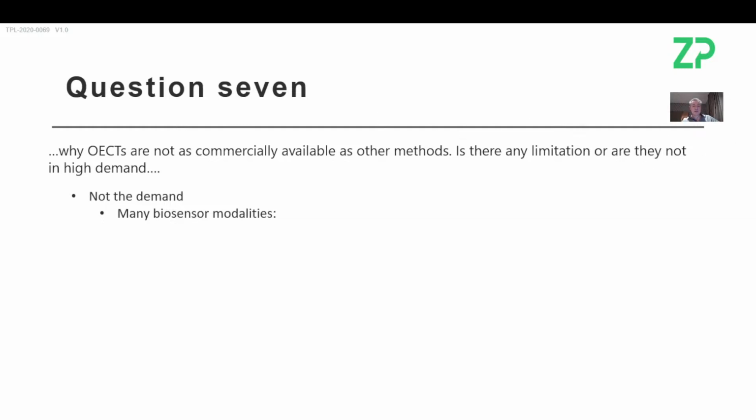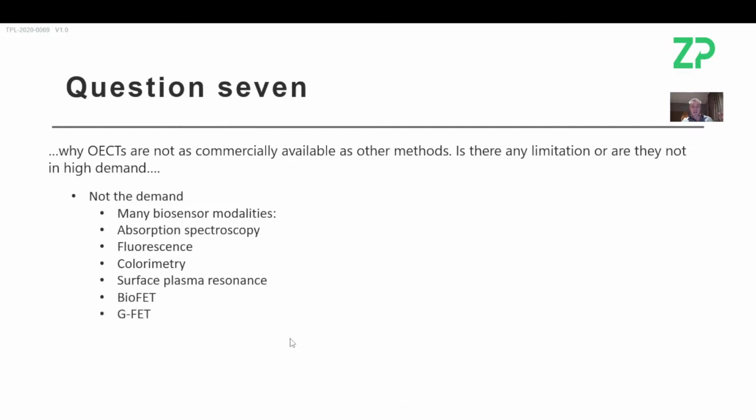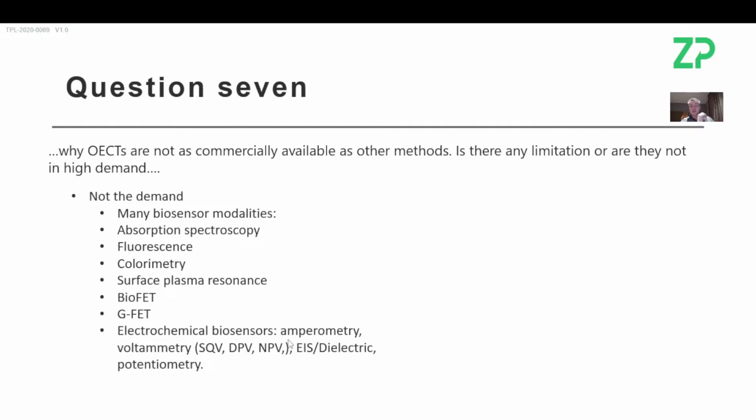Sometimes you have to ask yourself, there's a new way of measuring biology or chemistry, but what's the problem that it's solving? It's really one of competition. If I wanted to detect a biomolecule, I could use absorption spectroscopy, fluorescence spectroscopy, colorimetry like lateral flow strips, surface plasmon resonance (SPR), which is used quite a bit, biofets, field effect transistors, which confuses people because we're talking about OECTs, GFETs. There's a lot, and then there's the electrochemical sensing that we do.